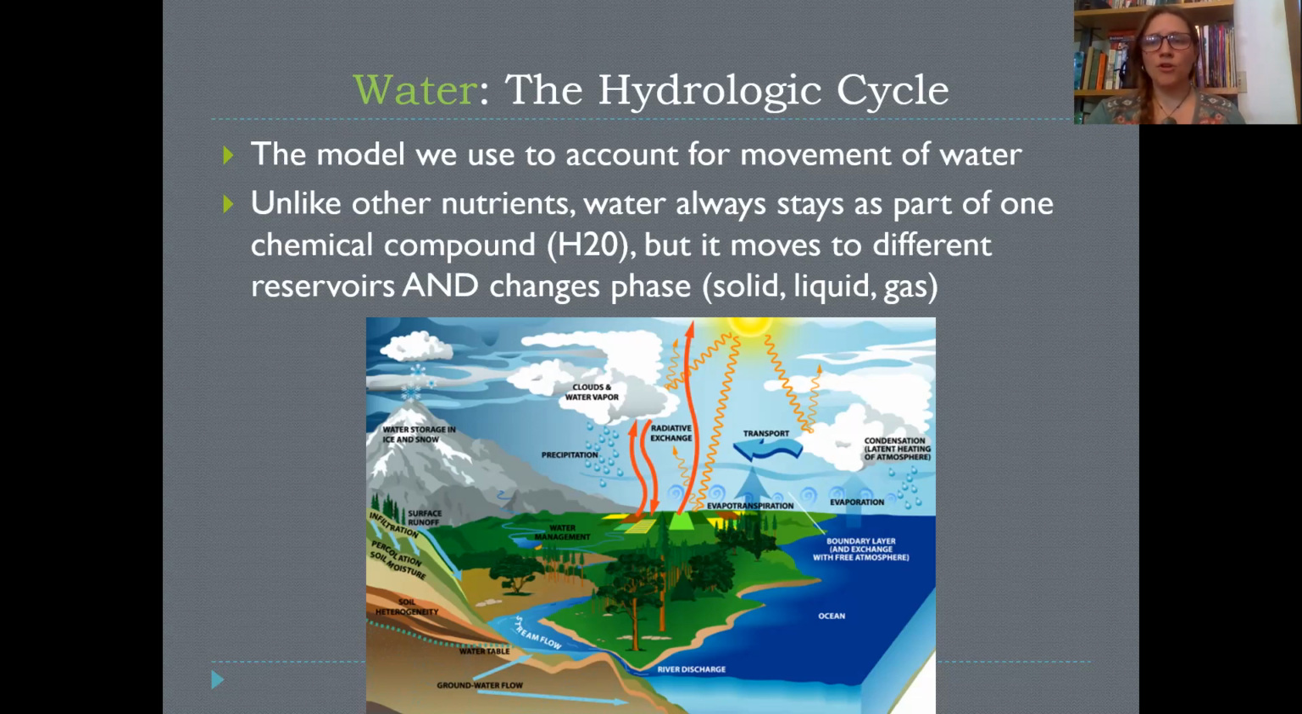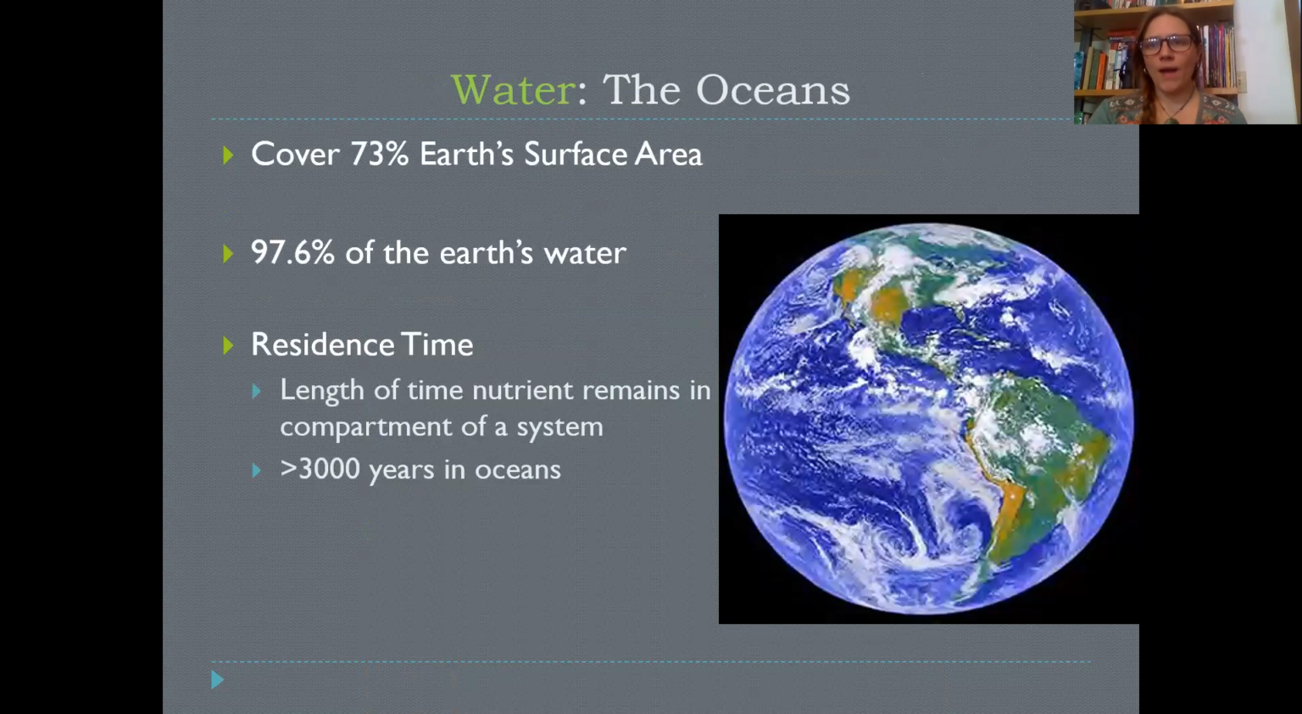And usually it moves as it changes what we call its phase. So as it goes from a liquid to a gas, or a gas to a solid, or a solid to a liquid, like melting ice or evaporating water or snow falling. In all those cases, it's changing its phase. And that is one of the drivers that's moving the position where it is and moving it from one reservoir to another.